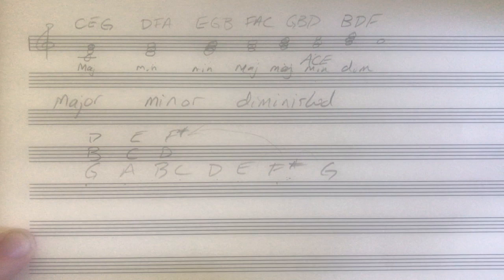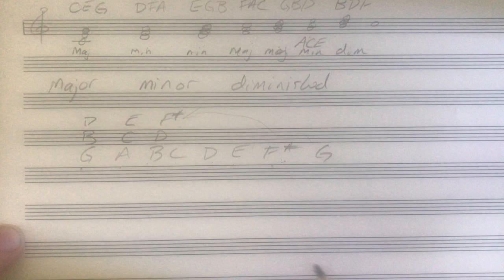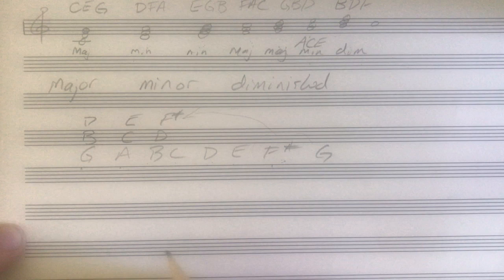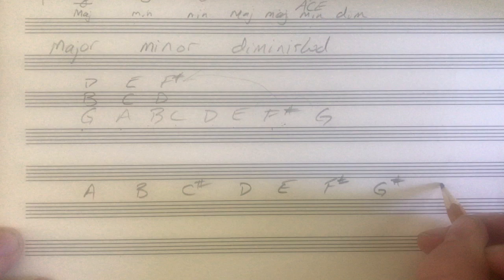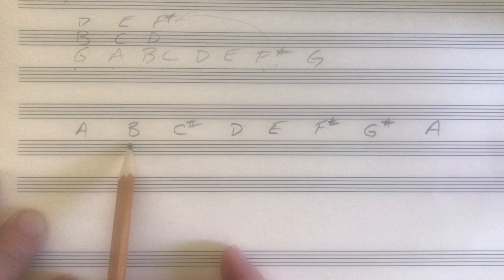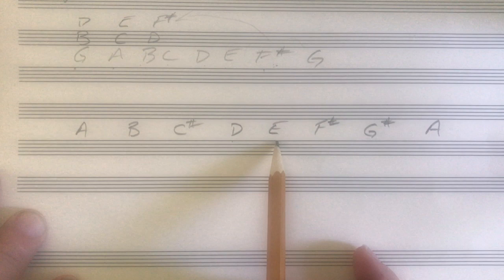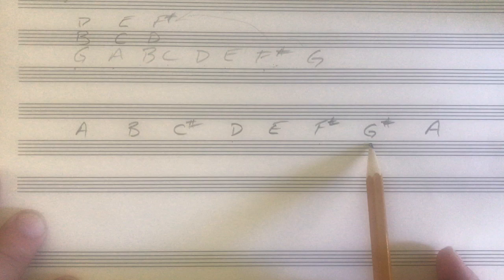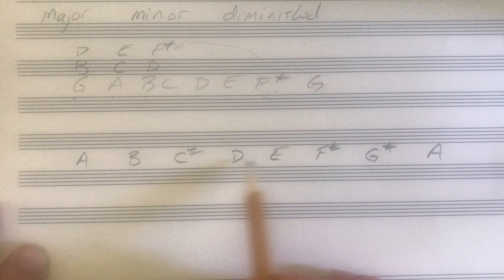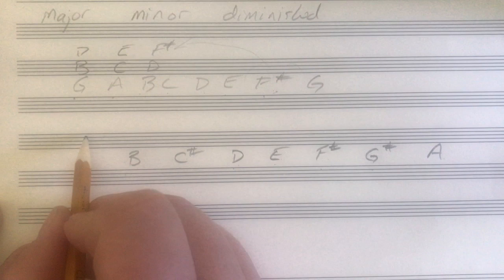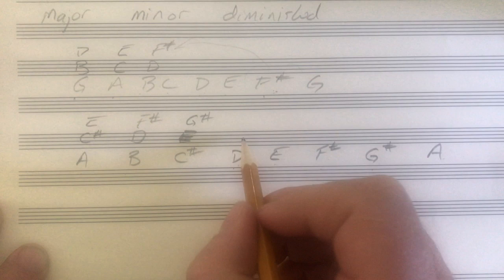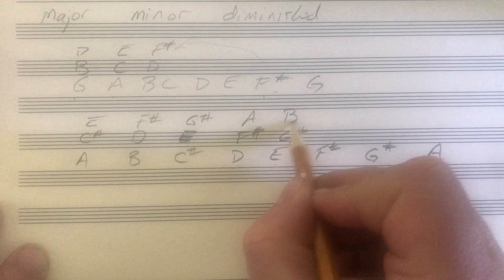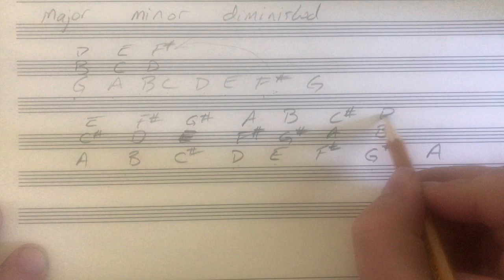So let's look at the key of A. So if I go A, B, C sharp, D, E, F sharp, G sharp, A. I'm going to get an A chord that's major, a B chord that's minor, a C sharp chord that's minor, a D chord that's major, an E chord that's major, an F sharp chord that's minor, and a G sharp chord that's diminished. And I'm just going to skip a letter to build the chord. So this is going to get C sharp and E. This is going to get D and F sharp. This is going to get E and G sharp. This is going to get F sharp and then A, G sharp and then B, A and then C sharp. G sharp is going to get B and D sharp.